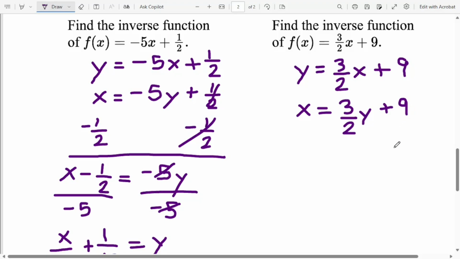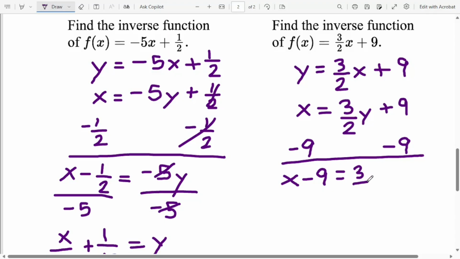All right. So next step, we're going to now solve for y. We're going to subtract 9 from both sides. So we're going to get x minus 9 equals 3/2 y. And we want to continue to solve for y, so we want to get rid of the fraction of 3/2 by multiplying by the reciprocal 2/3. We've got to do that to both sides.